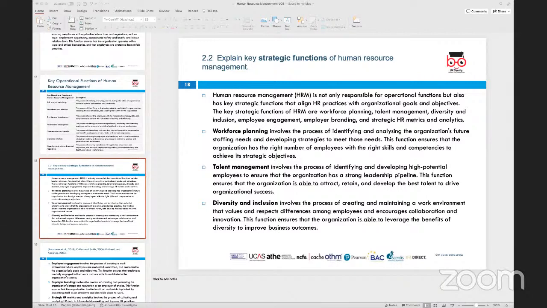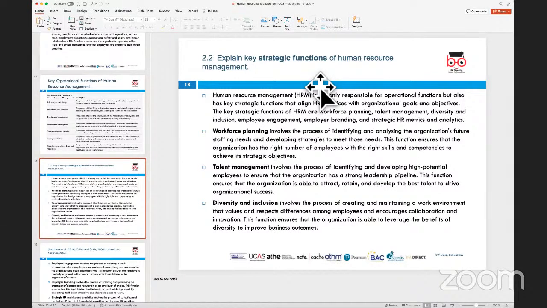But what we are going to do is look at some of the traditional functions, but look at them from a strategic perspective. That means from a long-term perspective of how these functions contribute to the achievement of aims and objectives of the organization. And when we talk about functions like these, we're talking about workforce planning, talent management, inclusion, and diversity. So what we have to do in this case is look at some of these functions from the point of view of understanding that they would align with long-term perspectives of the organization.